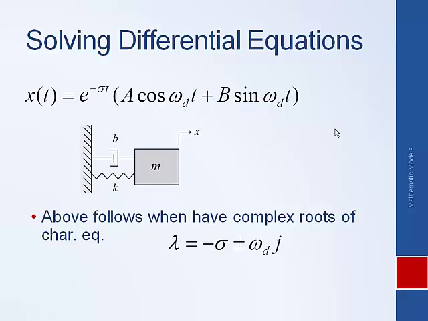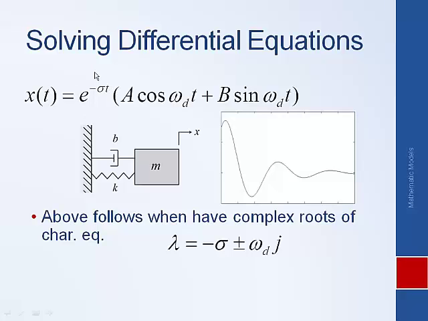So again, this is our mass spring damper system. When the characteristic equation has complex roots, this is the form of x of t. So looking at this, try and think about what the response of the block would look like. What is our graph of x of t going to look like? What we have inside the parentheses is basically a sinusoid with frequency omega d, and we're multiplying that by a decaying exponential. And so the result is a decaying sinusoid.